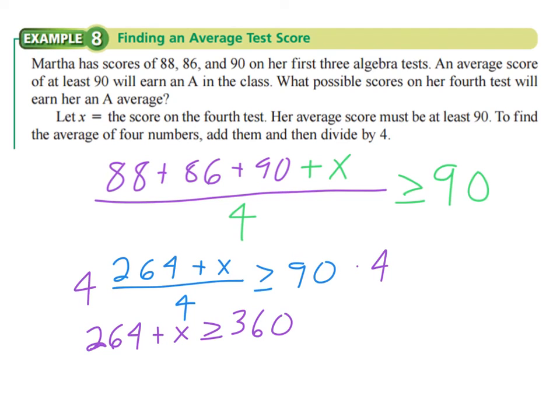And then what we need to do is just subtract the 264 from this 360, and we find out that x has to be greater than or equal to 96. And we're kind of assuming here, just with the numbers, that the test scores are probably out of 100, but any score greater than or equal to 96 would earn her an A average. So that's really what we're looking at for that one.